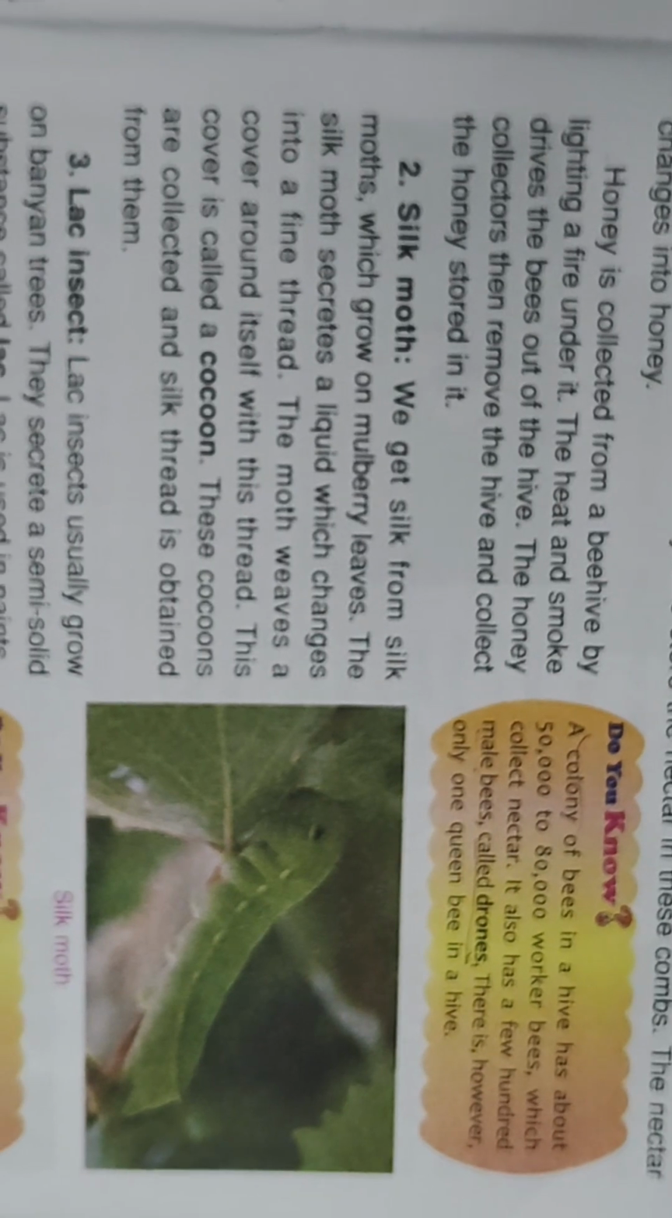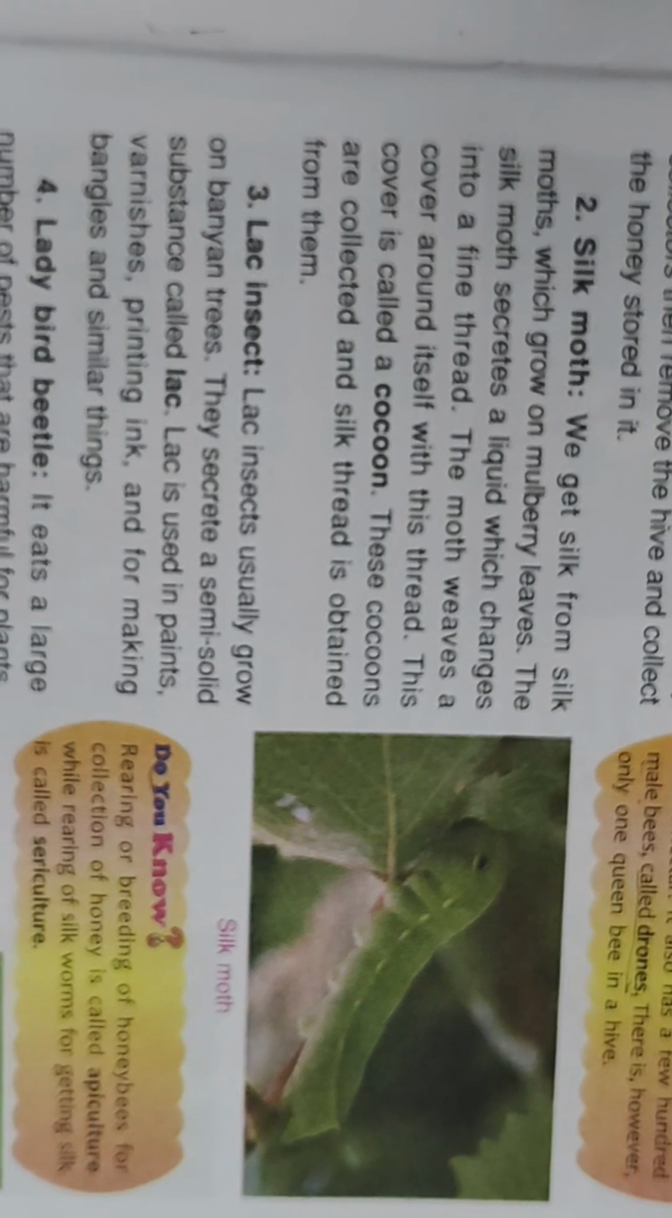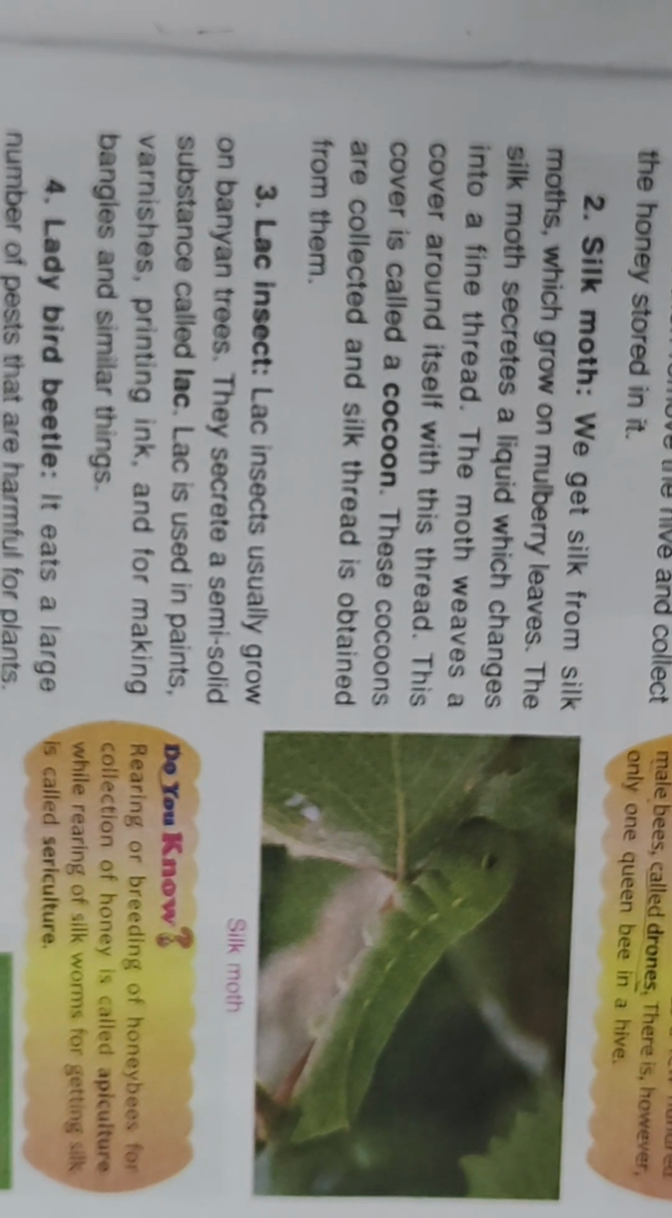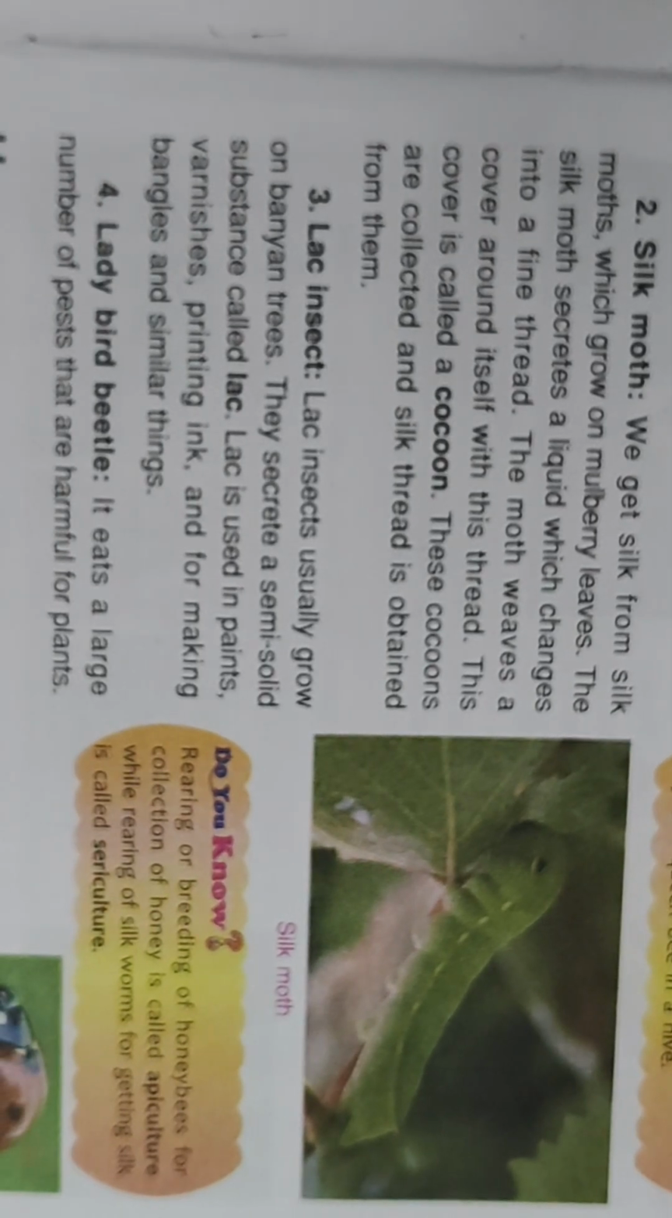Lac insect. Lac insects usually grow on banyan trees. They secrete a semi-solid substance called lac. Lac is used in paints, varnishes, printing inks, and for making bangles and similar things. Rearing or breeding of honeybees for collection of honey is called apiculture, while rearing of silk moth for getting silk is called sericulture. Ladybird beetle. It eats a large number of pests that are harmful for plants.